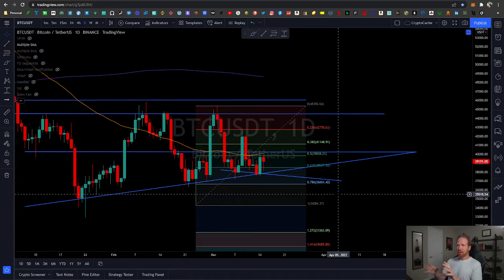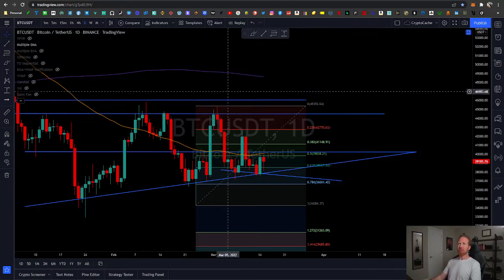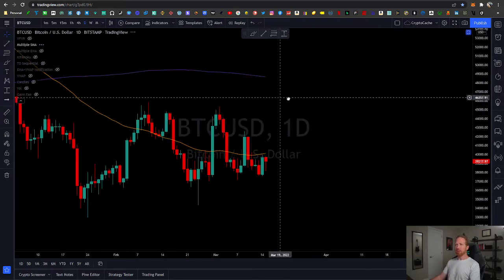But for now, we're under the 50-day SMA, and we're still under the 50-day SMA on the 4-hour as well. So there's a couple of time frames that we're not quite there yet, but I think we're getting there. And I'll explain what I mean by that. Big picture here too. Let's go ahead and take a look at that hidden bullish divergence. I want to explain that.